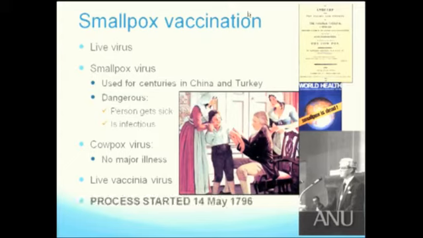So on 14 May 1796, which is what this picture displays here, a milkmaid called Sarah Nelmes was infected, had the cowpox in her hands. Jenner got the cowpox from her pustules and injected them into James Phipps, the son of his gardener, who then became absolutely immune to smallpox, and as a young man, he would earn money rubbing smallpox material on himself, and he never caught it. So the process of smallpox vaccination started on 14 May 1796.